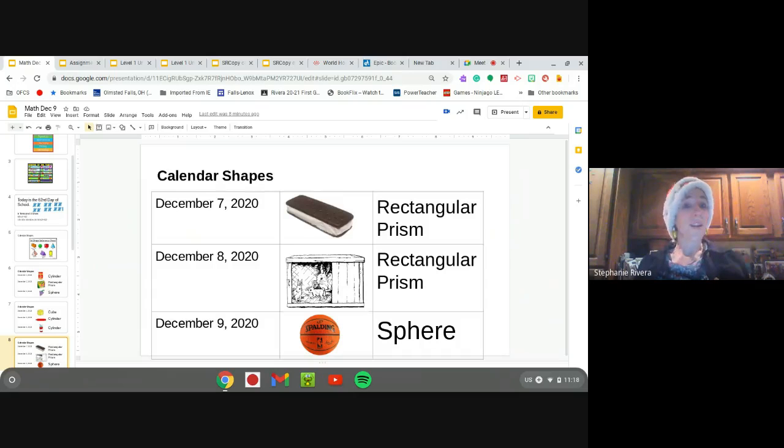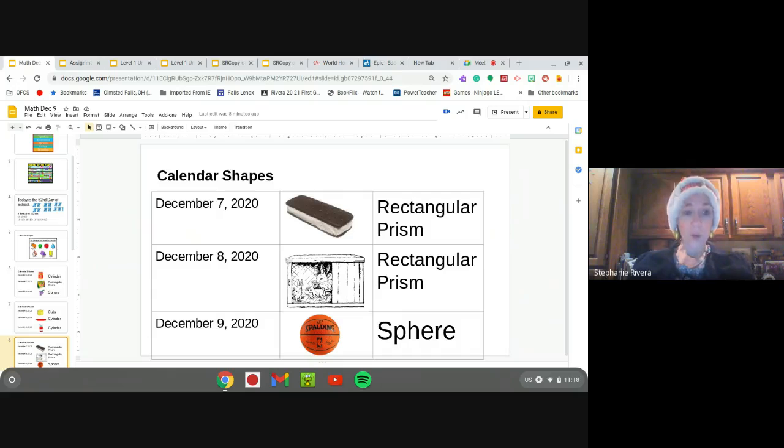December 7th, we had an ice cream sandwich on Monday, and we said that was a rectangular prism. Tuesday, we had a bunny hutch or a bunny cage, and you told me that was a rectangular prism. And now today we have a basketball. And I can already tell you're yelling to me, it is a sphere, and you are right.